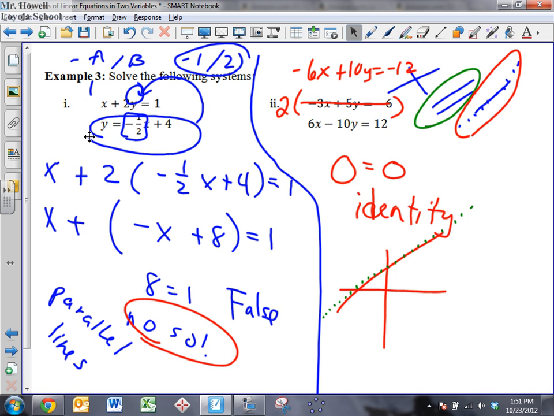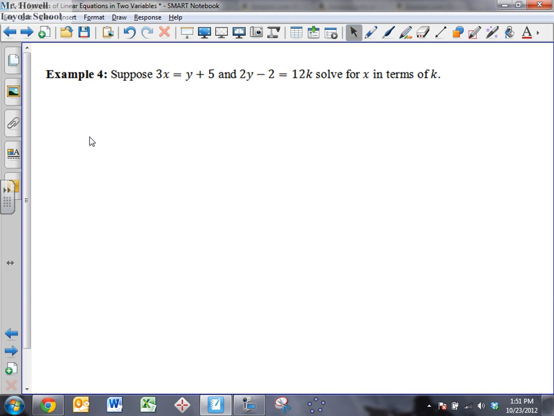All right. Let's take a look at the next one here. This is a good SAT problem. You see this a lot, where you're given a problem where you have all variables and you have to solve in terms of the other variables. So we get, suppose that 3x equals y plus 5 and 2y minus 2 equals 12k. Solve for x in terms of k.